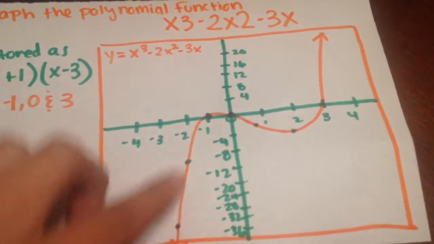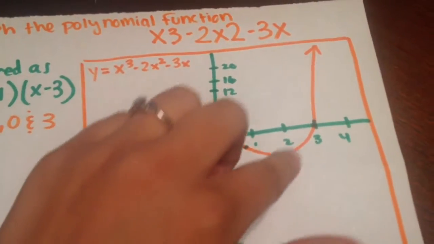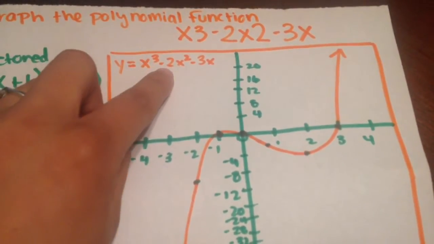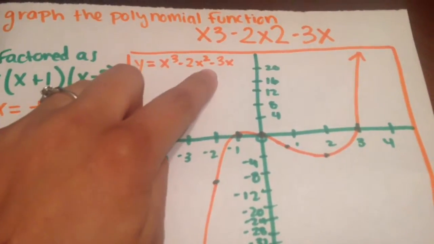And this would be the graph for that exact problem: y equals x³ minus 2x² minus 3x.